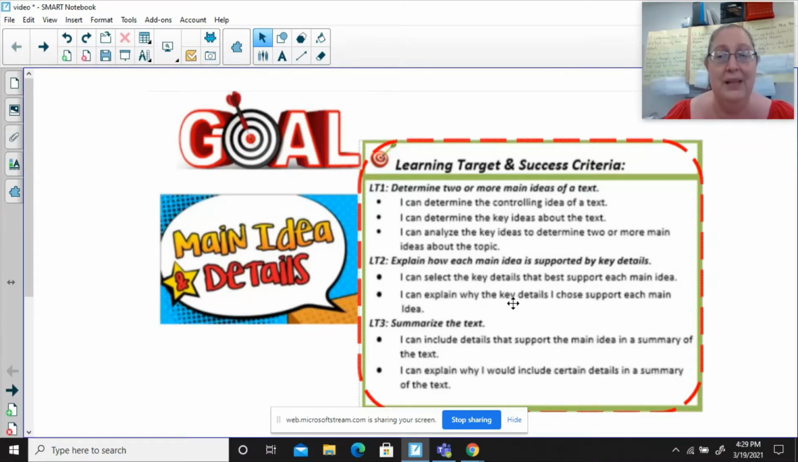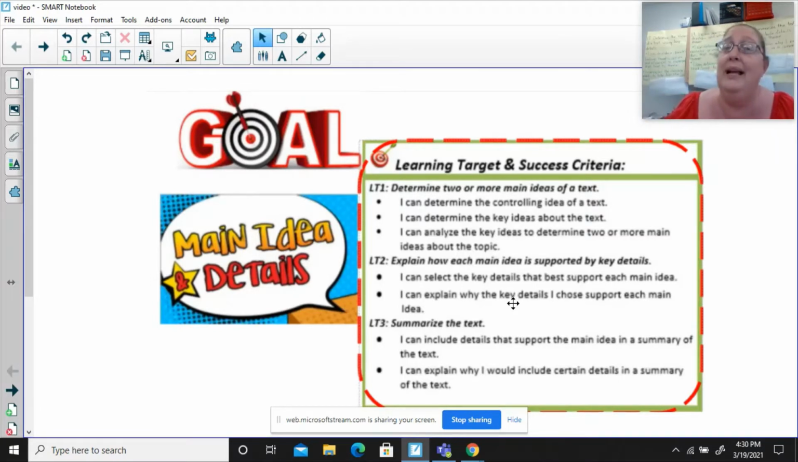The next part of main idea and details is the details. We have to explain how that detail is supporting the main idea. It's extremely important. Details are not just pieces of information. They are supposed to support the main idea. This is also where we see that reading and writing go hand in hand. They're best friends and you cannot separate them.